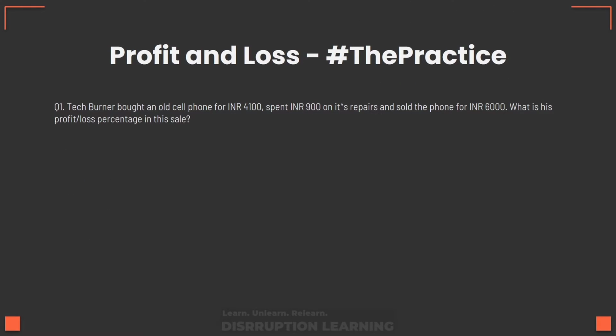Now, the first question says that Tech Burner bought an old cell phone for rupees 4100, spent rupees 900 on its repairs, and sold the phone for rupees 6000. What is his profit or loss percentage? So, to calculate the profit or loss, we need both CP and SP. So, let's calculate the CP first.